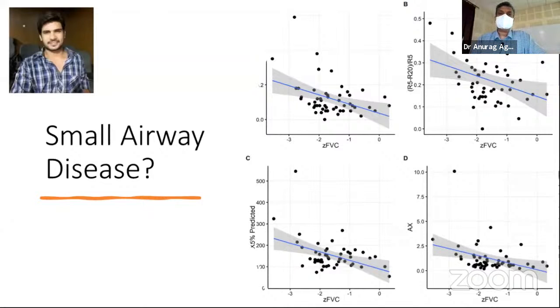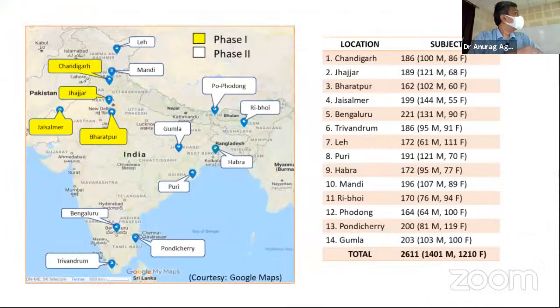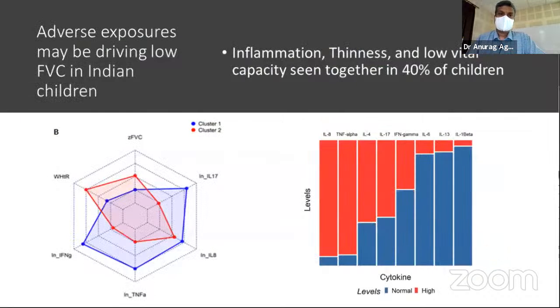If you ask how soon does it set in, we took 2,611 children across 14 Jawahar Navodaya Vidyalaya across this country and did spirometries and oscillometries and inflammatometry, measuring inflammatory cytokines and a variety of other things on these kids. Without spending a huge time, we find that a distinct cluster of thin children, let's look at the blue, low lung function, very high levels of TNF alpha, interferon gamma, and IL-8.